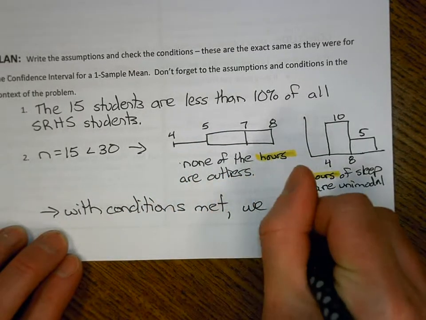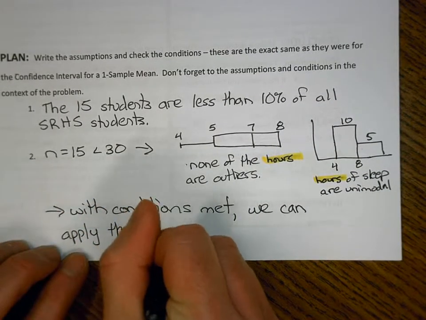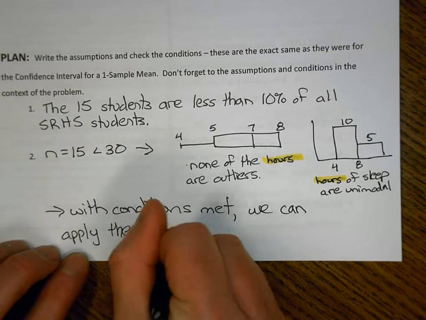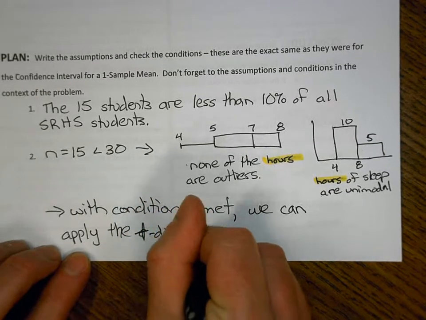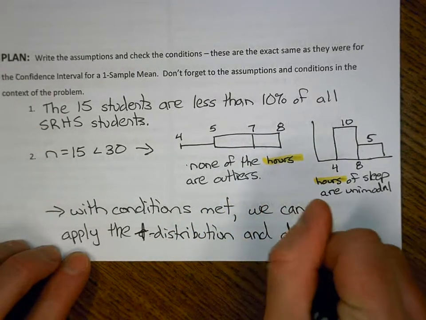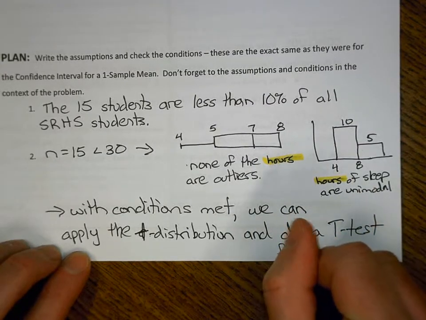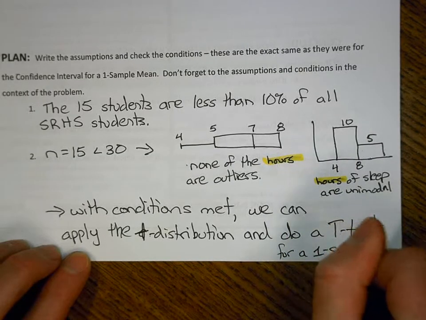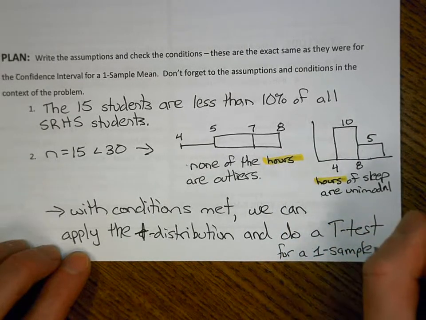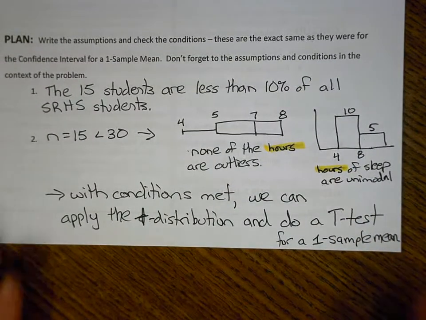we can apply the t-distribution and do a t-test for a one sample mean. Alright, so that's the plan. I have 2 E's so far. Moving on, and 2 more to go.